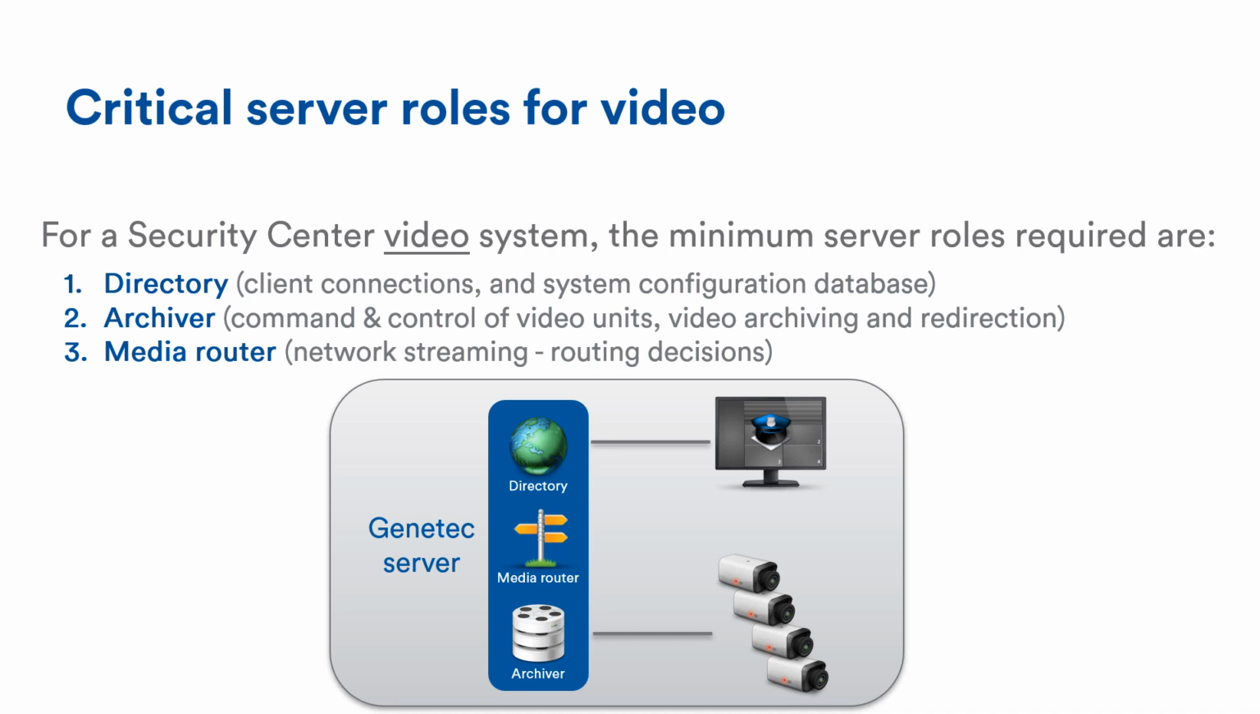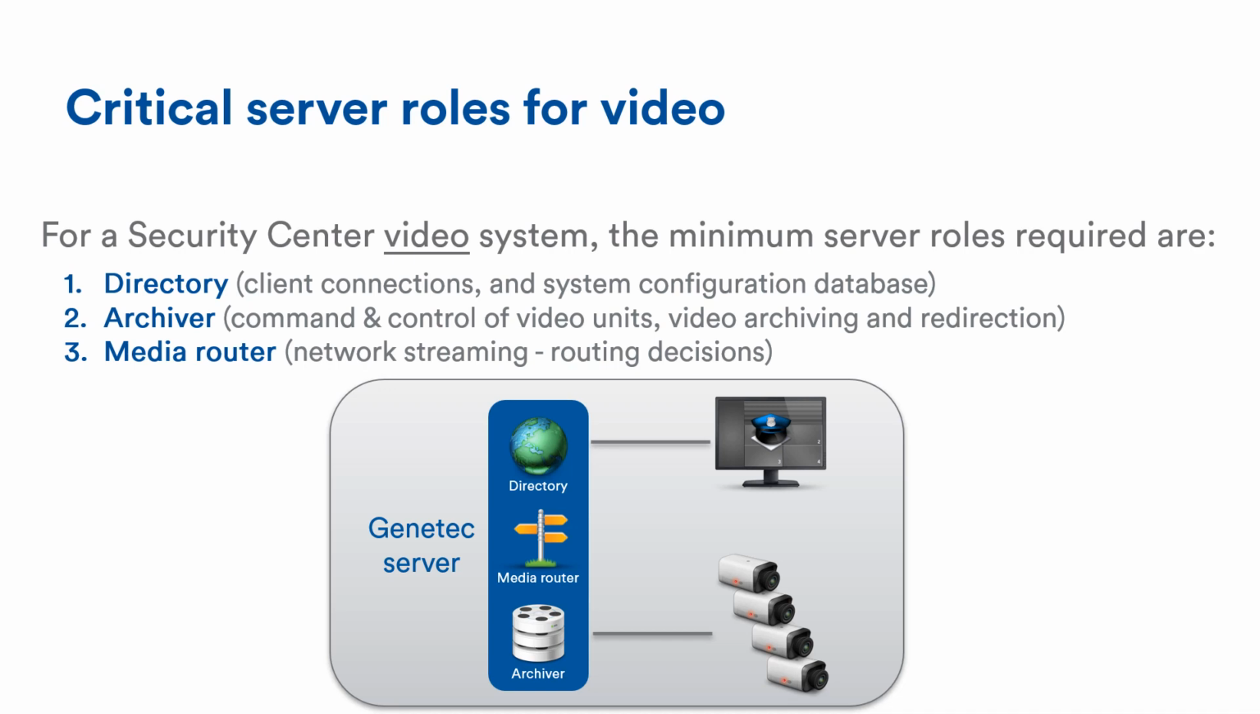First, we'd need a directory. Every system needs a directory, regardless if it's a video system, access control system, LPR system. The directory is where the client applications will connect, and it also keeps the system configuration database. Secondly, we'd need an archiver. This is the server component that connects to cameras, tells them what to do, and records or archives their video streams. And third, we would need a media router.